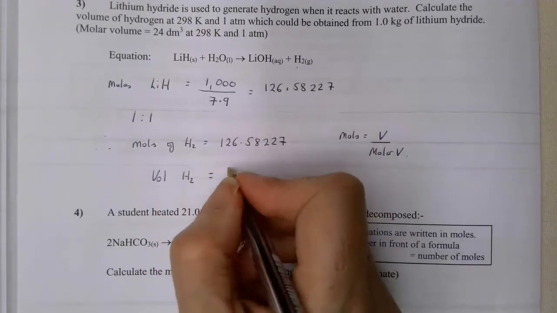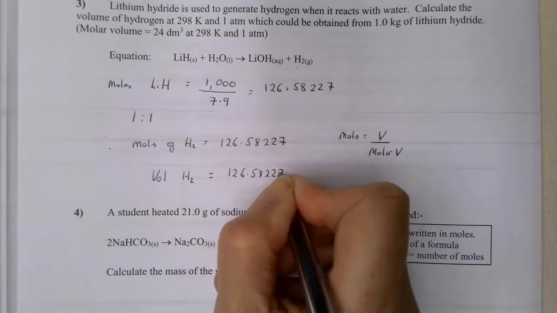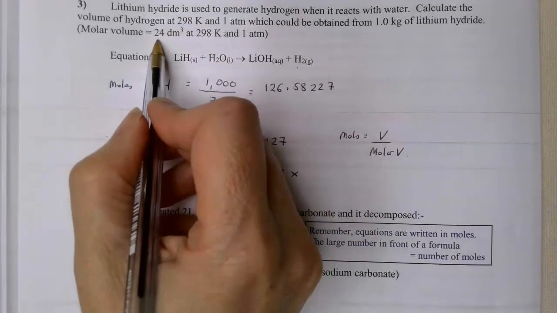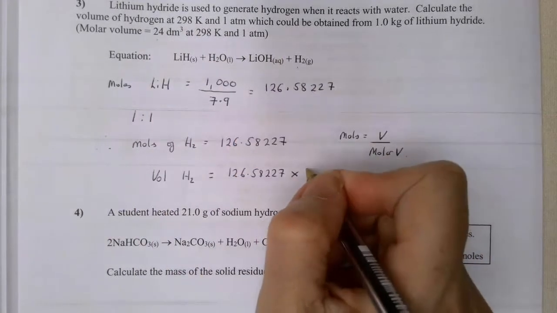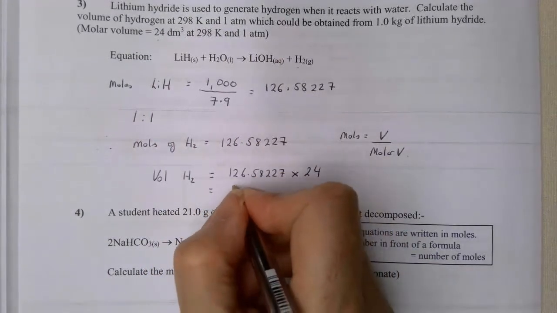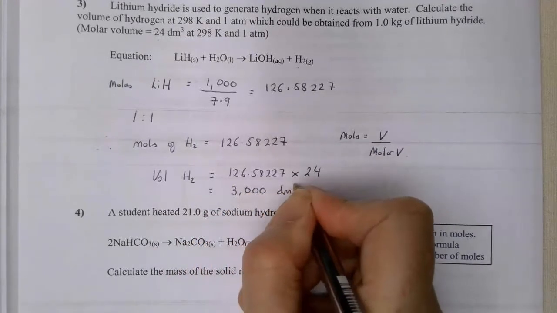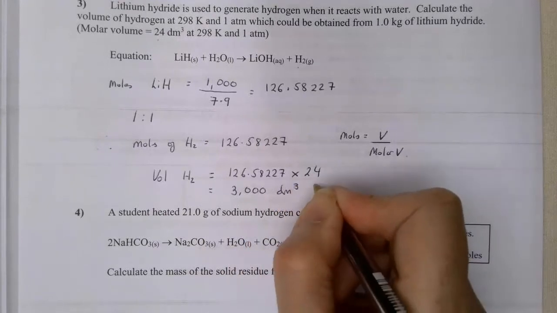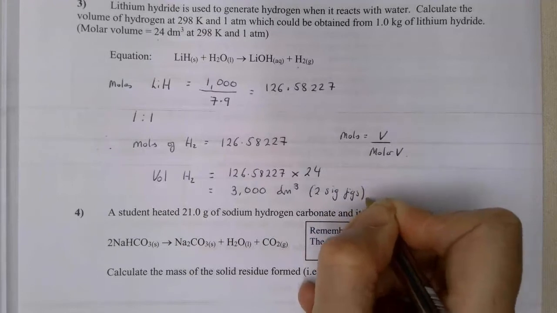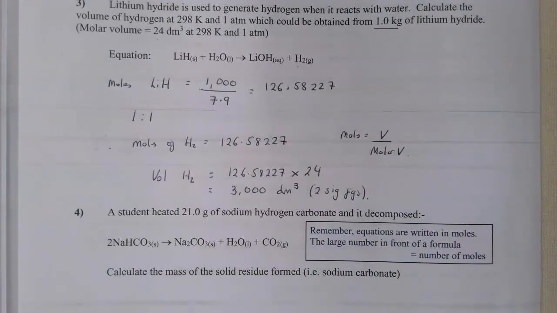So the volume is the moles, 126.58227, times by my molar volume, which I'm told either in my data book or in the question is 24. And I've therefore got 3,000 decimeters cubed, and this is to 2 sig figs. The reason it's to 2 sig figs is my data is given to 2 sig figs.